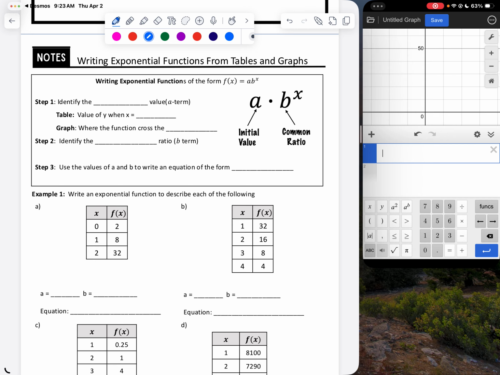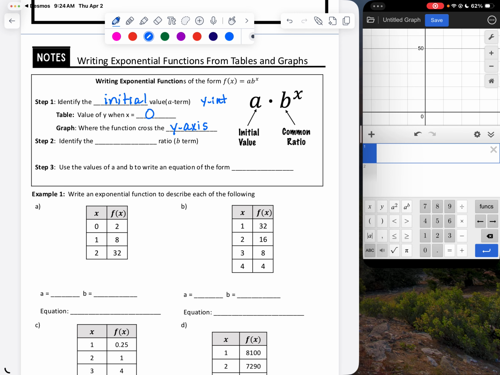In today's lesson, we will be learning how to write an exponential function if we're given a table or a graph. Before we start, let's look at the steps to working out this process. In step one, you want to identify what we call the initial value of the function. It is the value of y where x is equal to 0, or in a graph, it's where the function crosses the y-axis. Now, you generally have heard the initial value referred to as the y-intercept of the function.